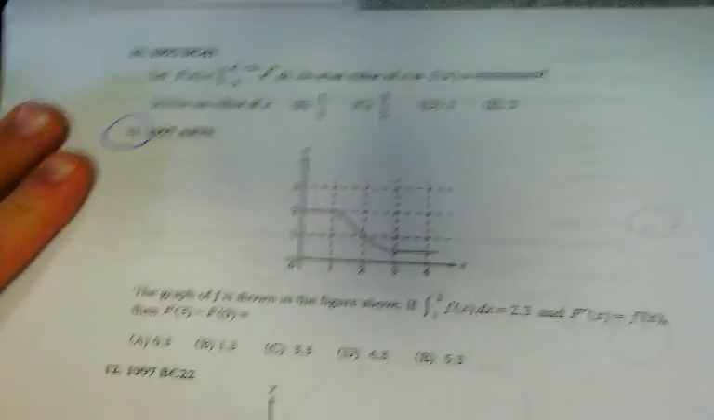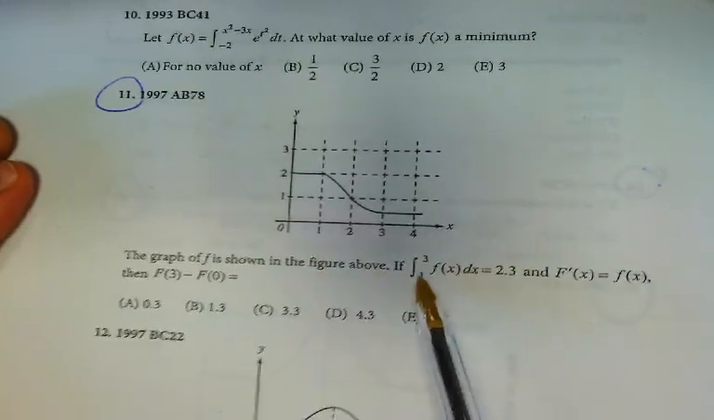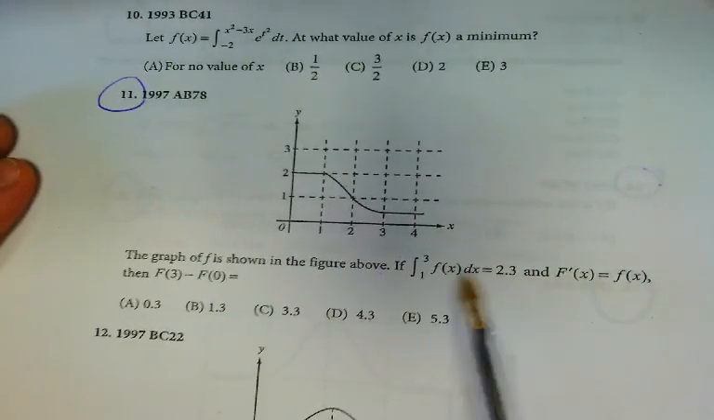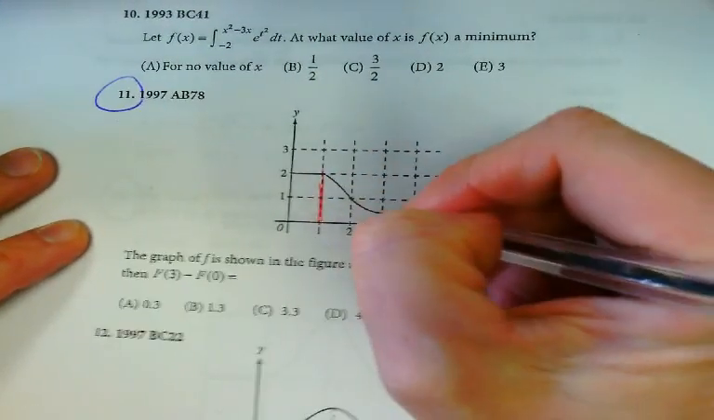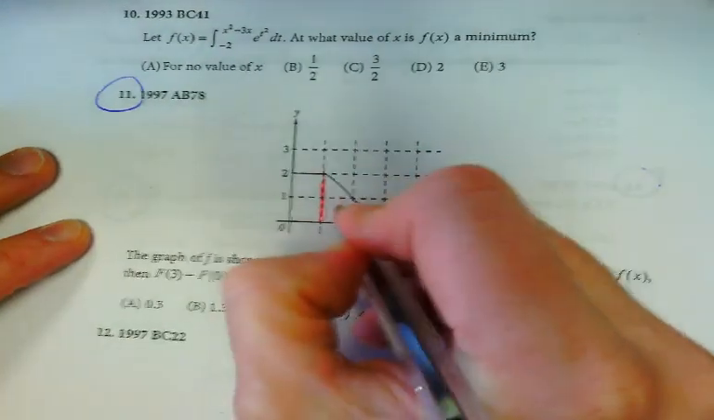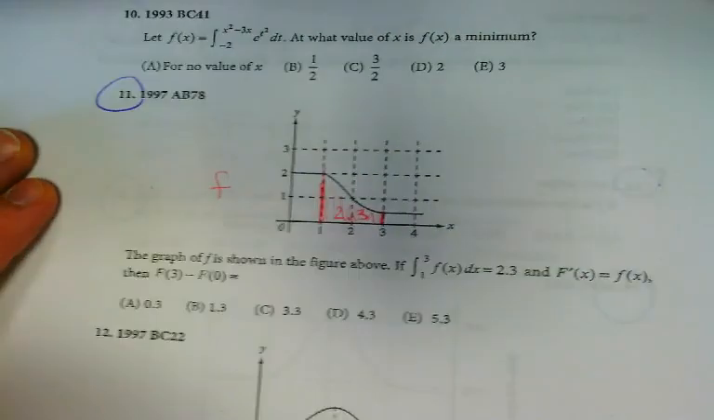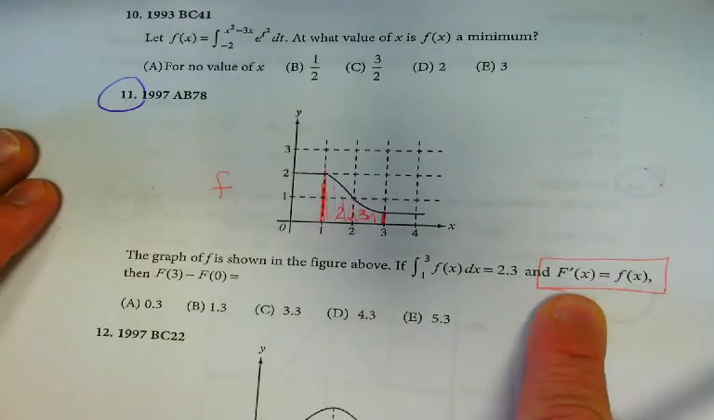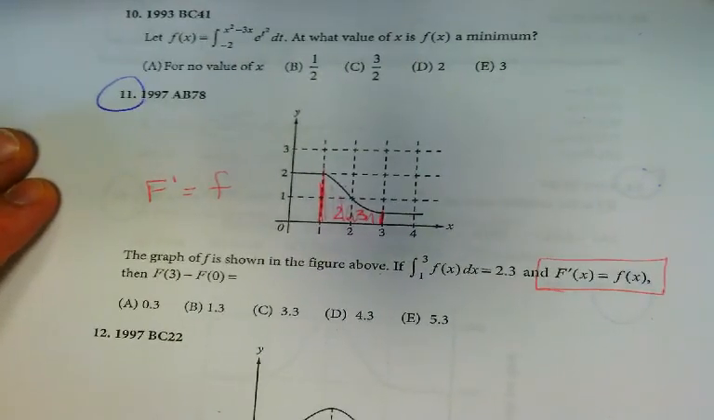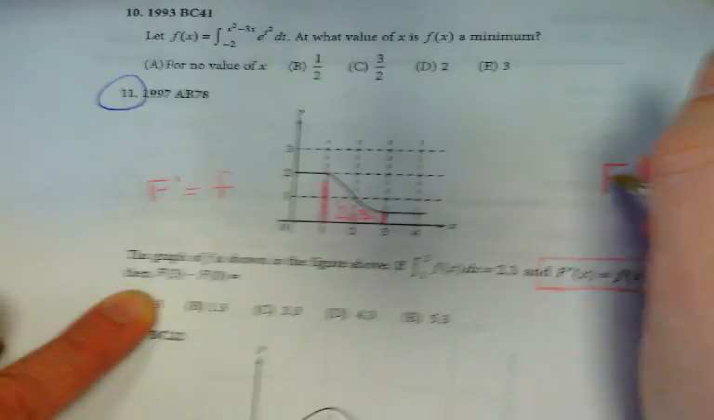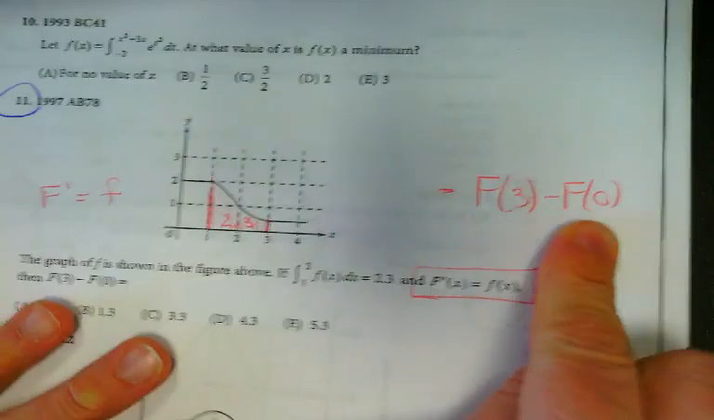11. Okay, so the graph of f is shown, and the integral from 1 to 3 of f of x is 2.3. So what does the integral represent? The area. So they're telling you the area from 1 to 3, this section has an area of 2.3. And then they tell you this is a graph of f, and f is equal to big F prime. But here's what they want. They want F of 3 minus F of 0. What is the only way I get F of 3 minus F of 0?